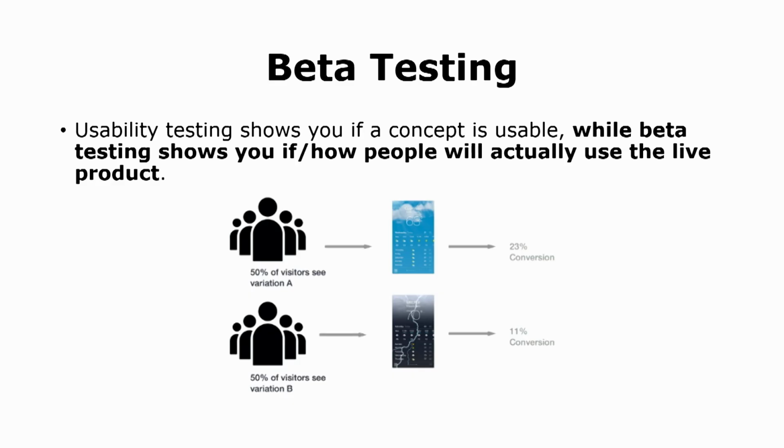So, typically when we are talking about beta tests, 50% here is an example, 50% of the visitors are seeing variation A of a product, out of which 23% are getting converted. That means 23% of people, after watching this product, are actually buying it, and out of the 50% visitors who see variation B, let us say 11% are actually buying a product, right. So, that means 23%, even though the value may not be very high, is a much better version of that product.